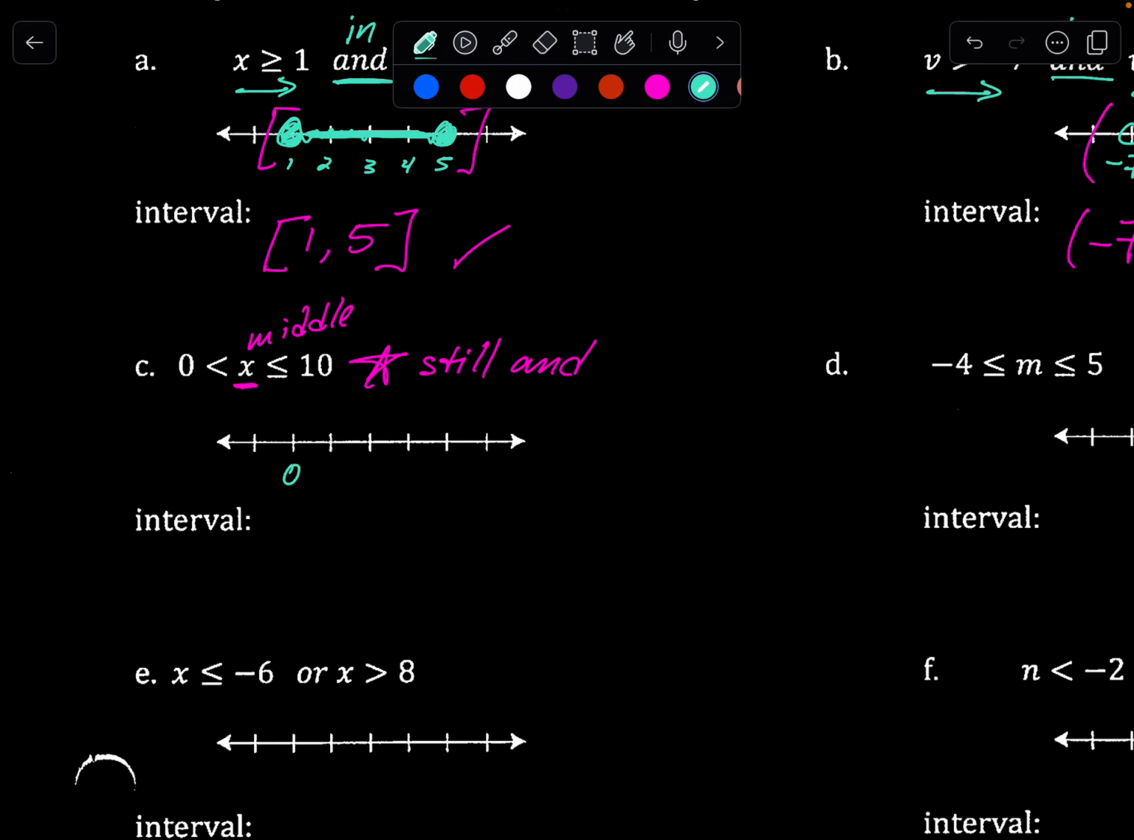So we have a 0 here, and we have a 10 here. Okay, we have an open circle because it doesn't have a line underneath it here on 0, and on 10, we're going to have one filled because it has a line underneath it for equals.